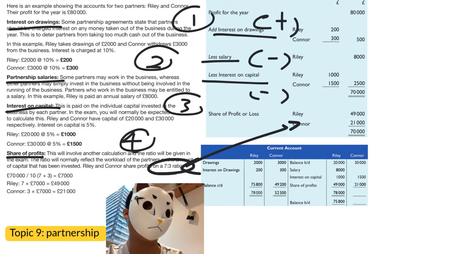And let me repeat, it's quite rare, but if you find questions that did not list out the ratio, then the profit will be shared equally. So this is the first thing you have to understand for the income statement.